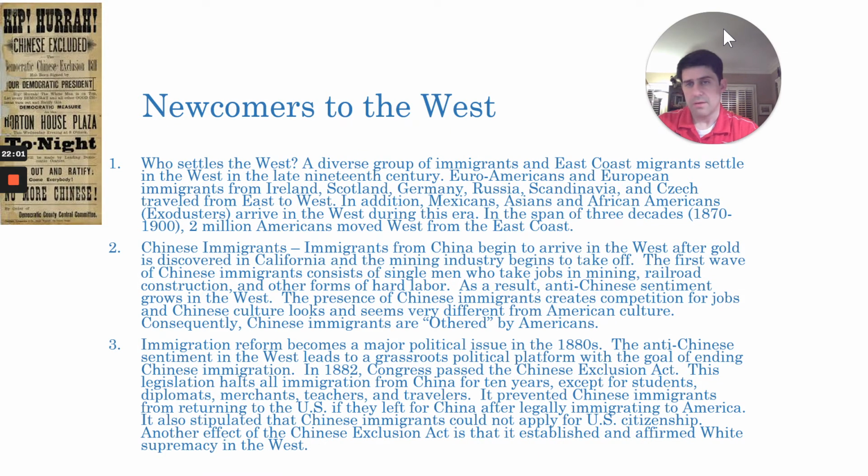And there was tremendous population growth in the span of 30 years, 3 decades, from 1870 through 1900. 2 million Americans moved west from the eastern United States. So this is a tremendous influx of people, and they changed the landscape of the West. It's not all white Anglo-Saxon Protestants.